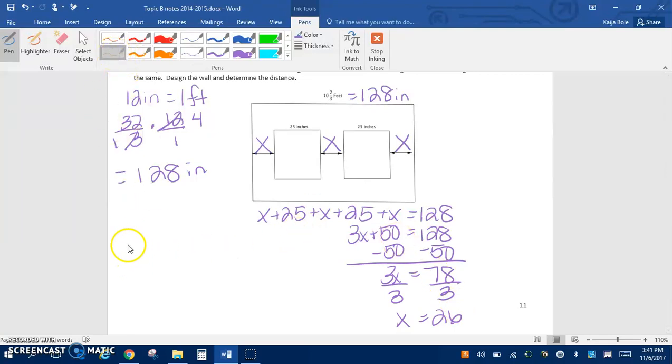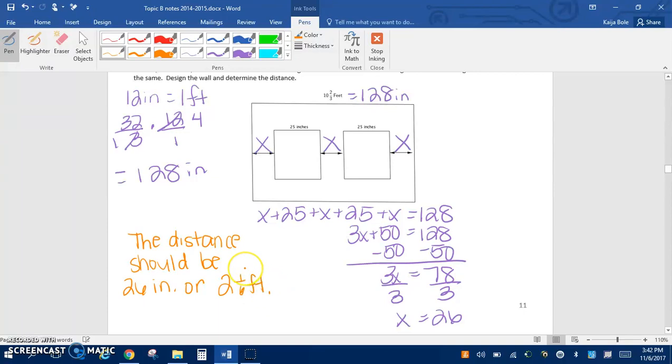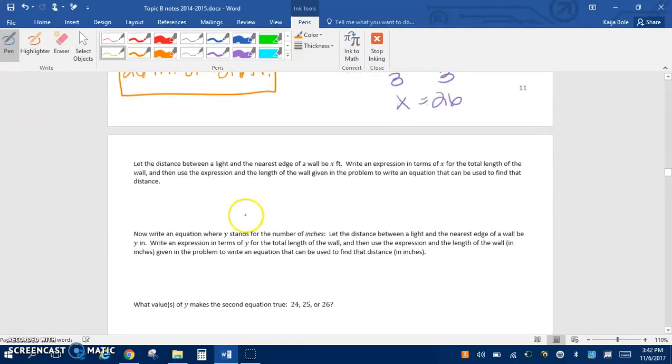So to answer the question, we can say that the distance should be 26 inches, or if you convert that to feet, that is 2 1/6 feet. Alright, and that's the answer for that one. So go ahead and flip on over to the next page. So you should be on page 12 now.